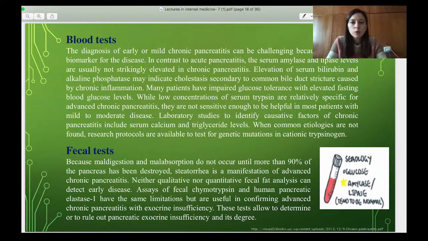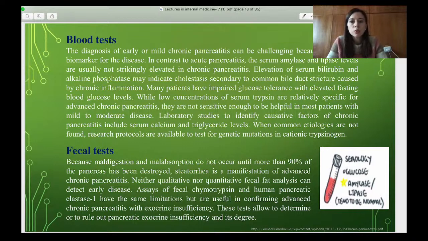Elevation of serum bilirubin and alkaline phosphatase may indicate cholestasis secondary to common bile duct stricture caused by chronic inflammation. Many patients have impaired glucose tolerance with elevated fasting blood glucose levels, while lower concentrations of serum trypsin are relatively specific for advanced chronic pancreatitis. They are not sensitive enough to be helpful in most patients with mild to moderate disease.